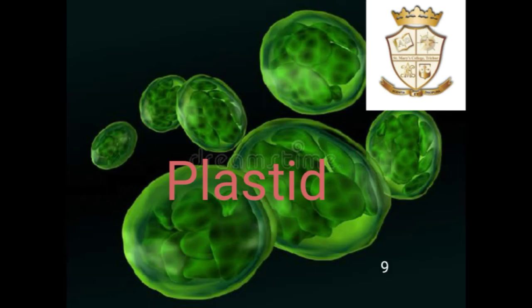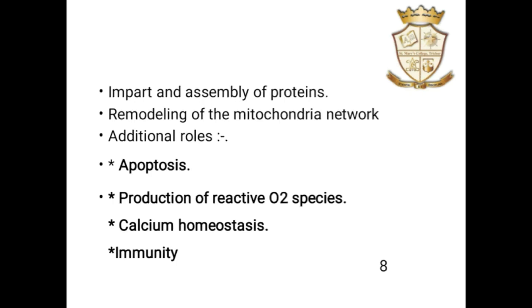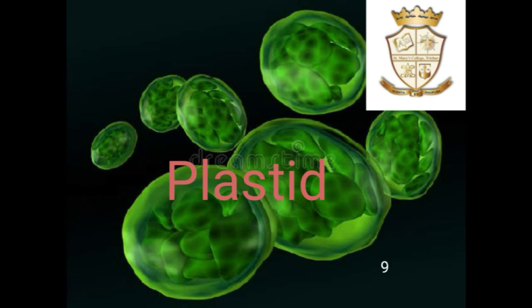And let's move to the next one, plastid. Plastid is structurally similar to the mitochondria. Mitochondria is very important for the animal cells, and the plastid is very important for the plant cell.